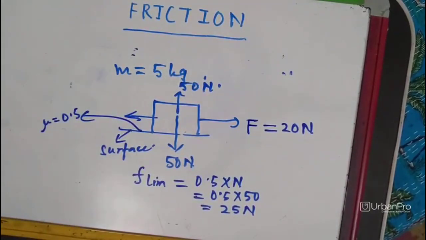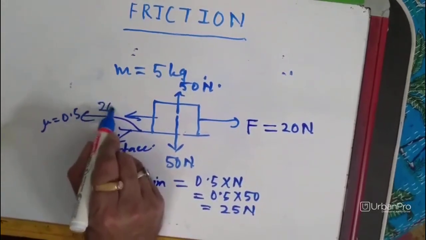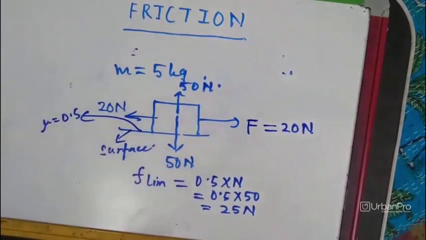No. Because, as was discussed, the job of friction is to oppose relative motion between two bodies in contact. And if 25 Newton were to act towards the left, the body is moved towards the left relative to the surface. And friction is not going to violate its job as long as possible. So what will it do? It will apply a force of 20 Newton only towards the left, so that the block remains at rest.